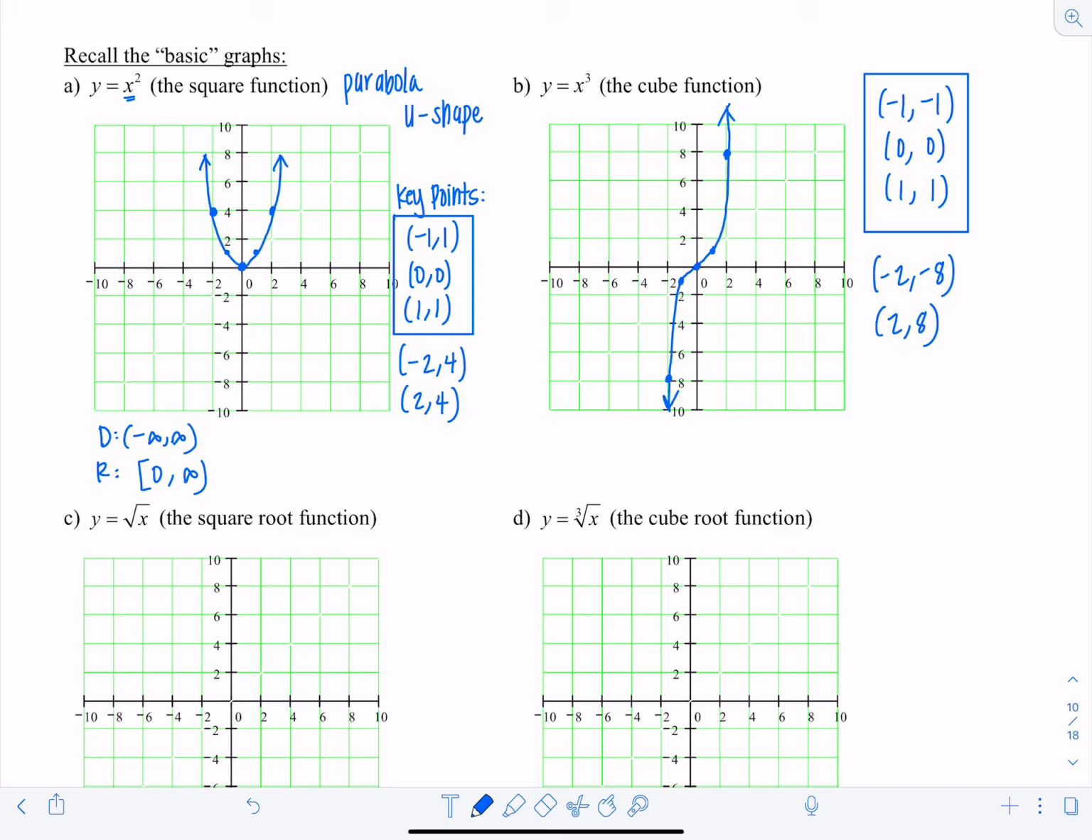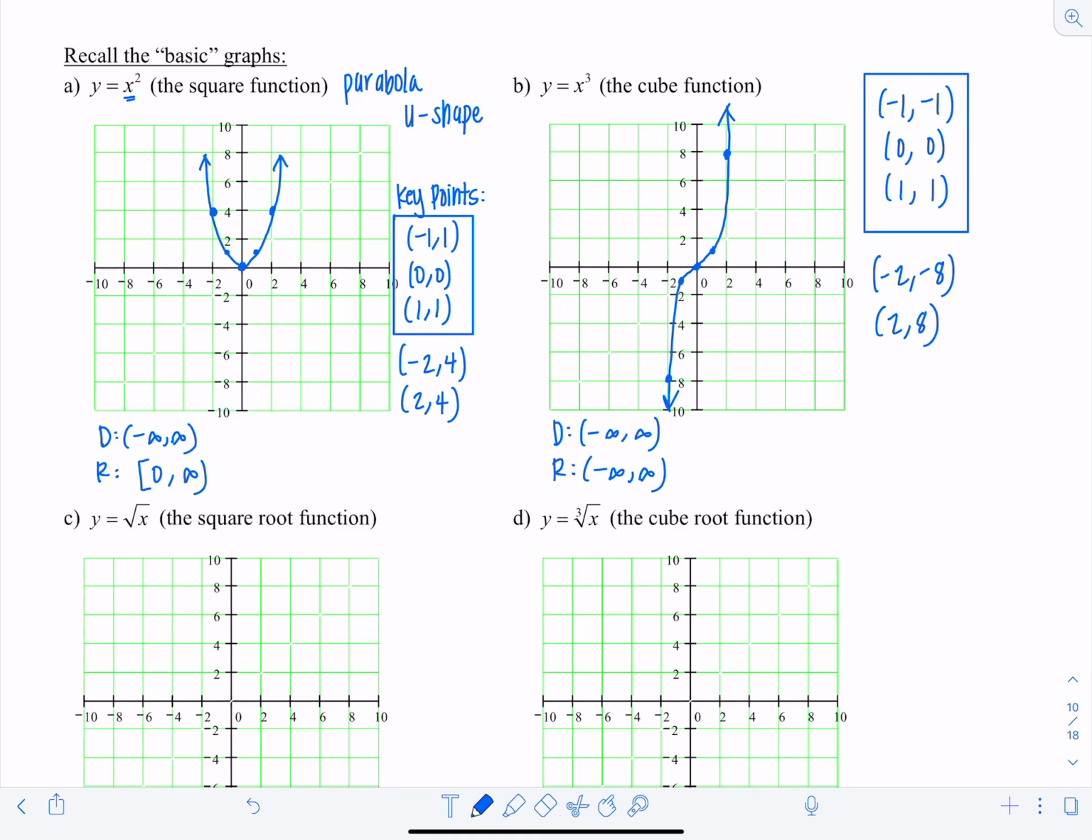Very nice. Now, what's the domain? The domain is all real numbers. So negative infinity to infinity. And don't just go by what you see. Sometimes you're like, oh, I don't see a whole lot of x values. But think about what you are allowed to substitute in for x, right? Any real number is fine. And then the range, again, is also going to be all real numbers. So negative infinity to infinity.